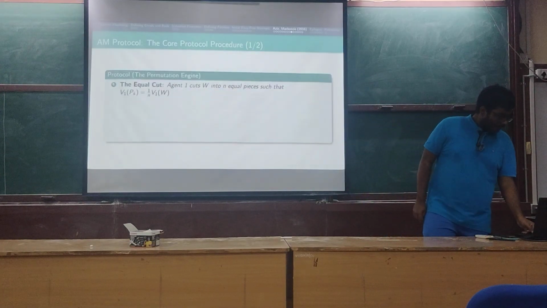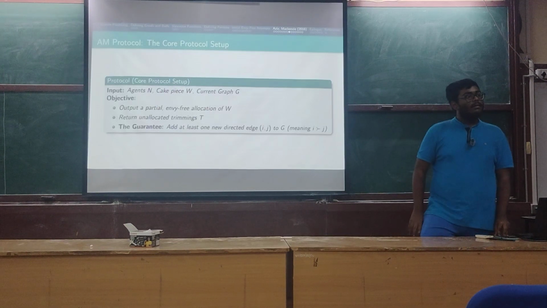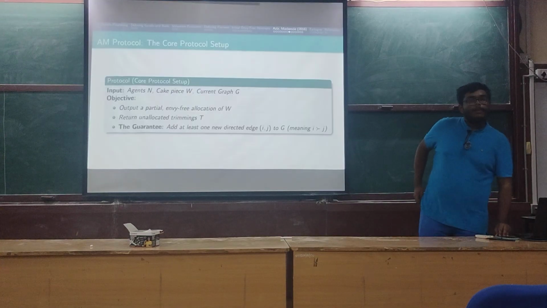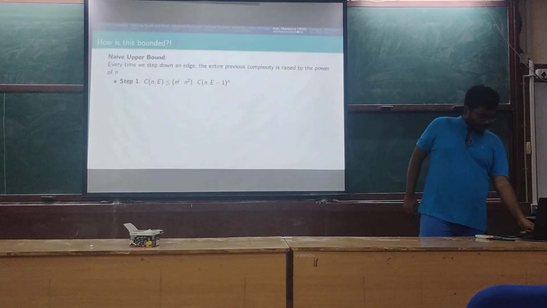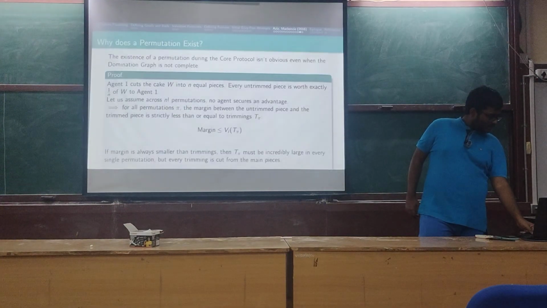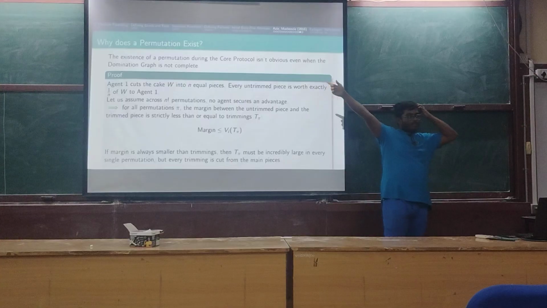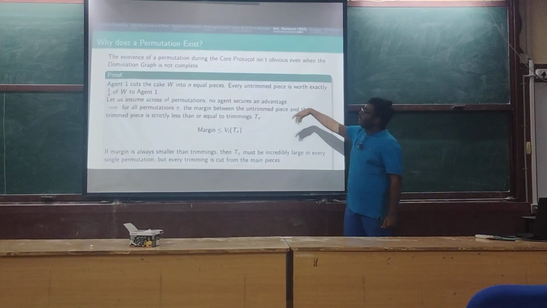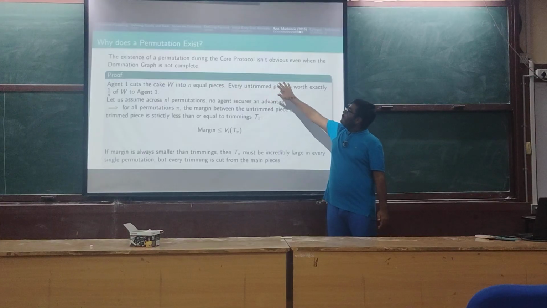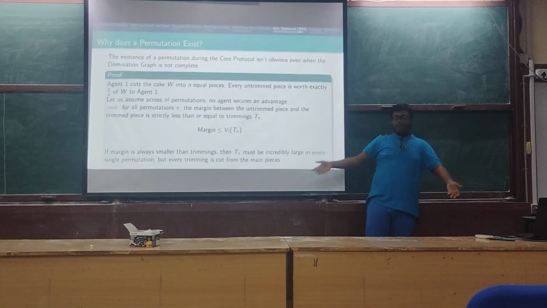But how do we guarantee that such an allocation exists? How do we guarantee that such an allocation exists? Actually, we have this permutation existence. That is what we discuss later anyways, but I will just take it now. So let's say the existence of the permutation in the core protocol is not guaranteed, so we should try to prove it once.